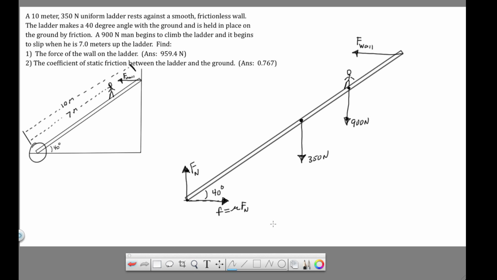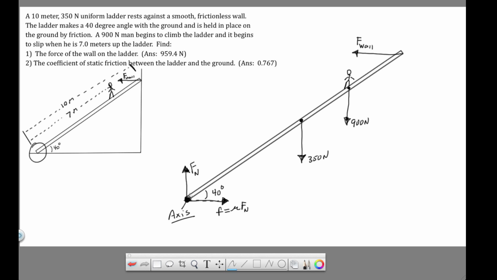Okay. All right, now for purposes of summing torques, in a minute we're going to be summing torques, there needs to be a point that we define as our axis. Now the best place to put the axis is at the point where we have the most unknown forces, which in this problem is right here. So we're going to define the bottom of the ladder as the axis.